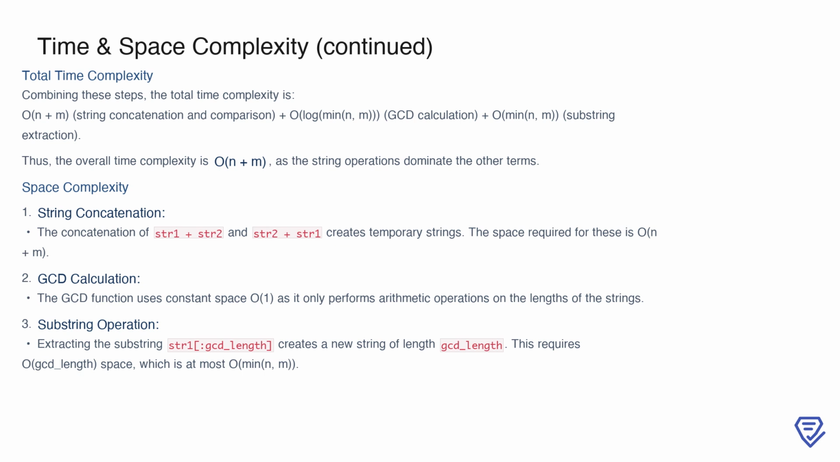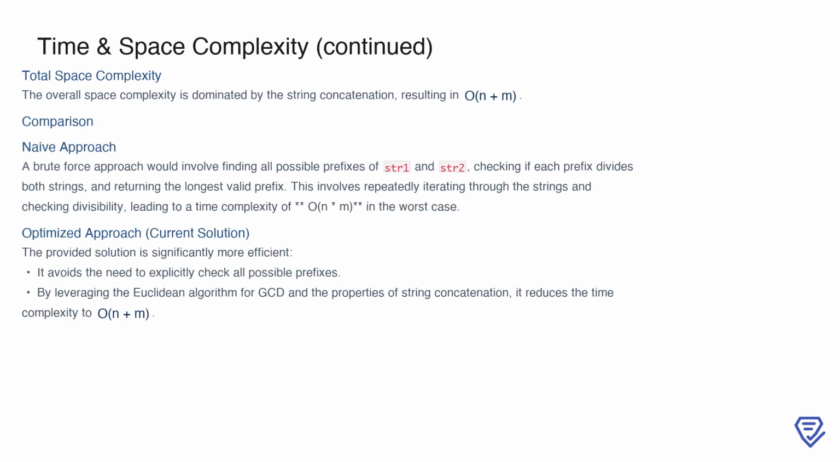On the space complexity side, we first consider the temporary strings created during concatenation. The space required for str1 plus str2 and str2 plus str1 is O(n + m). The GCD calculation itself operates using constant space, or O(1), since it only involves arithmetic operations on integers. Lastly, extracting the substring creates a new string of length gcd_length, which requires O(gcd_length) space and is at most O(min(n, m)). Bringing these observations together, the total space complexity is dominated by the string concatenation, resulting in O(n + m).